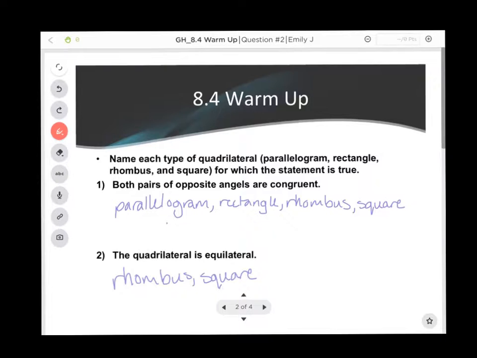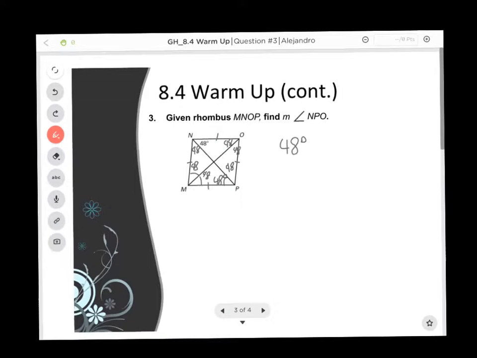All right, so the first questions here said to name each type of quadrilateral for which the statement is true. Both pairs of opposite angles, and that should be angles, not angels, are congruent, and it would be all 4 of them. If it's a property of a parallelogram, then it's going to trickle all the way down. Parallelogram, rectangle, rhombus, and square. And then the second one is the quadrilateral is equilateral, and equilateral means all the sides are congruent. So this is going to be true for a rhombus and for a square. Good job, Emily.